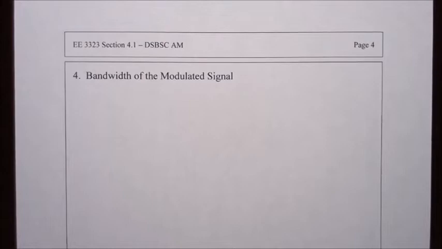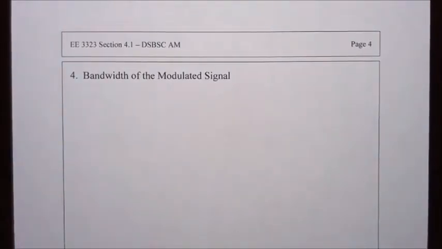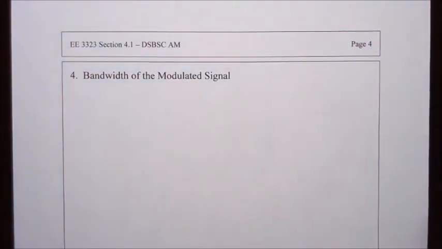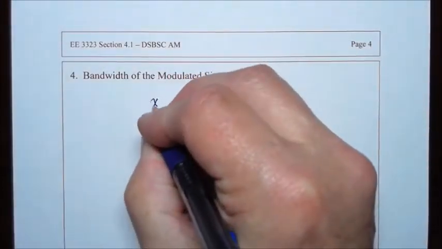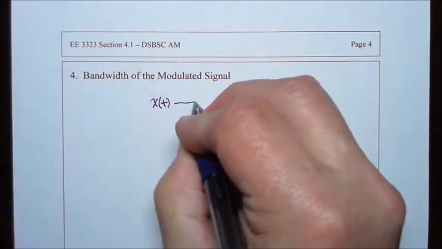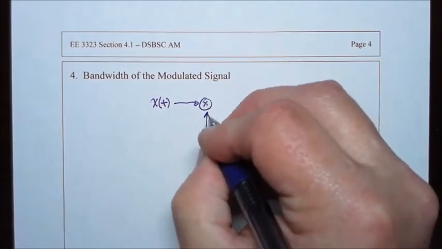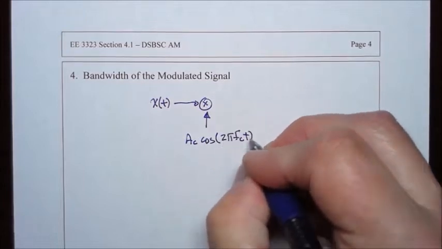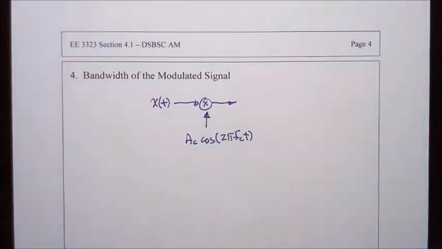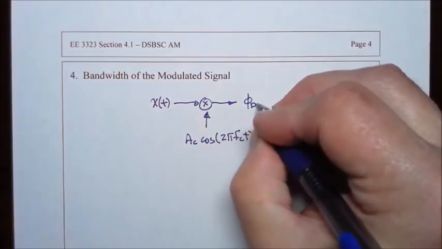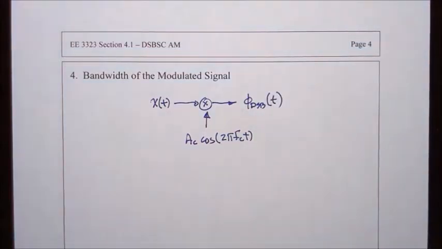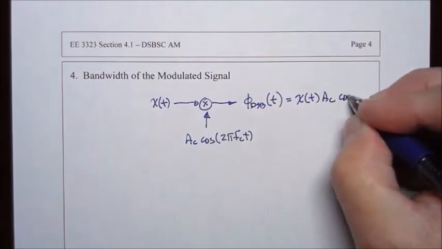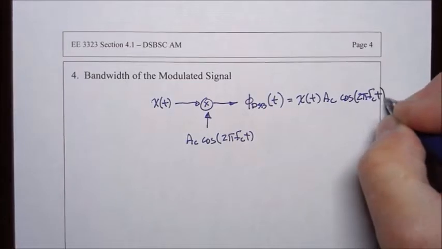Now let's look at the bandwidth of the modulated signal. This is the bandwidth of the double sideband suppressed carrier modulated AM signal. To create this signal, we took the message signal into a mixer where it was mixed with the carrier, AC times cosine 2 pi FCT. And the result of this multiplication operation produced the double sideband signal, which would be equal to x of t times AC cosine 2 pi FCT.